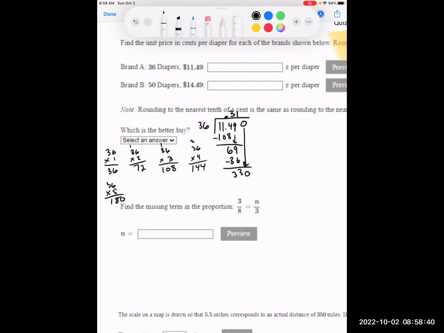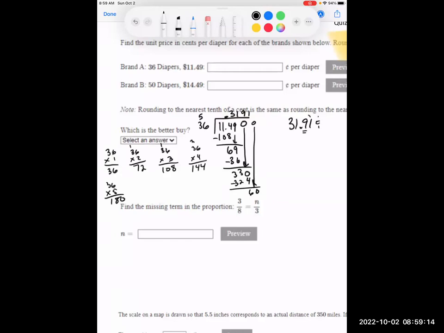We need to figure out how many times 36 goes into 330. So it's pretty close to 360. So I'm going to guess 9 times. That's going to be 4, carry the 5. Another 0, drop it down. 36 into 60, 1 time. So here's how many cents it is. It's 31.91 cents.